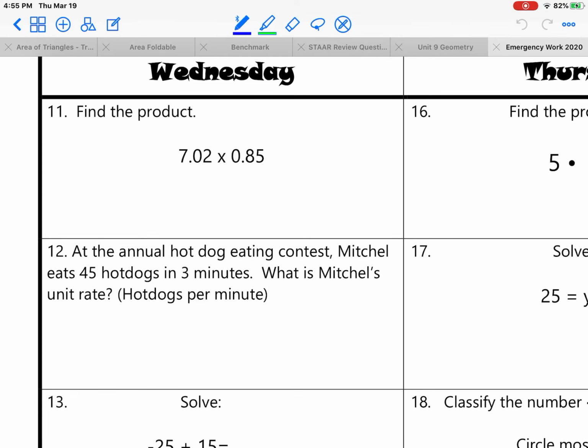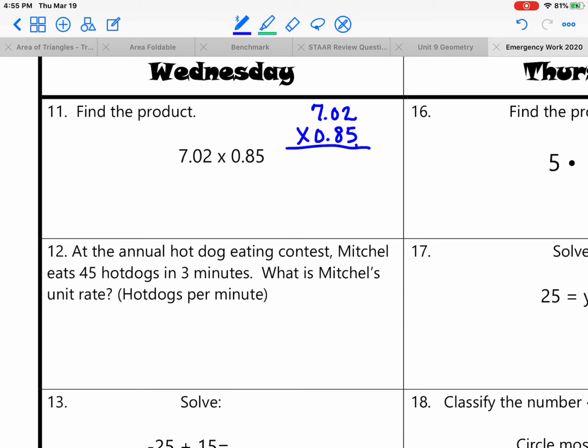The way I want you to set this up, either on your own paper or on this paper, if you can write small enough, is just to put those two numbers on top of each other like you would any time you're multiplying. You don't have to line up the decimals. In this case, they just happen to line up. So we'll start by multiplying everything by 5. Ignore the decimals for the moment.